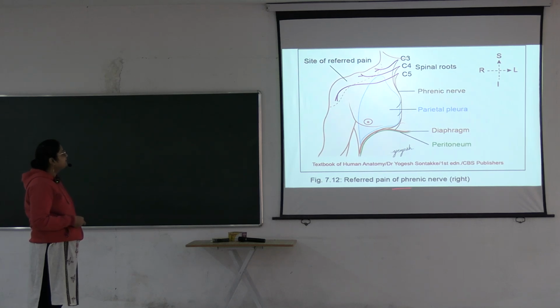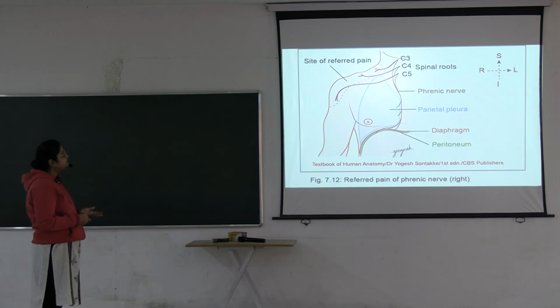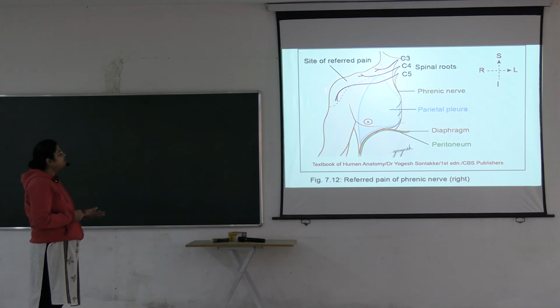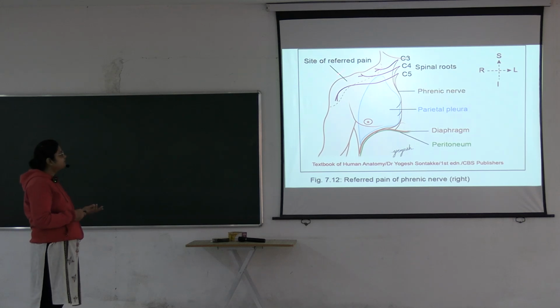Here the referred pain pathway of the phrenic nerve has been shown. C3, C4, C5 was supplying the mediastinal pleura and the medial part of the diaphragmatic pleura, and from this same root value the cutaneous supply was going towards the shoulder. So in case of some diseases in the mediastinum, pleura or diaphragm, the pain can be referred towards the shoulder, because there is the same root value.